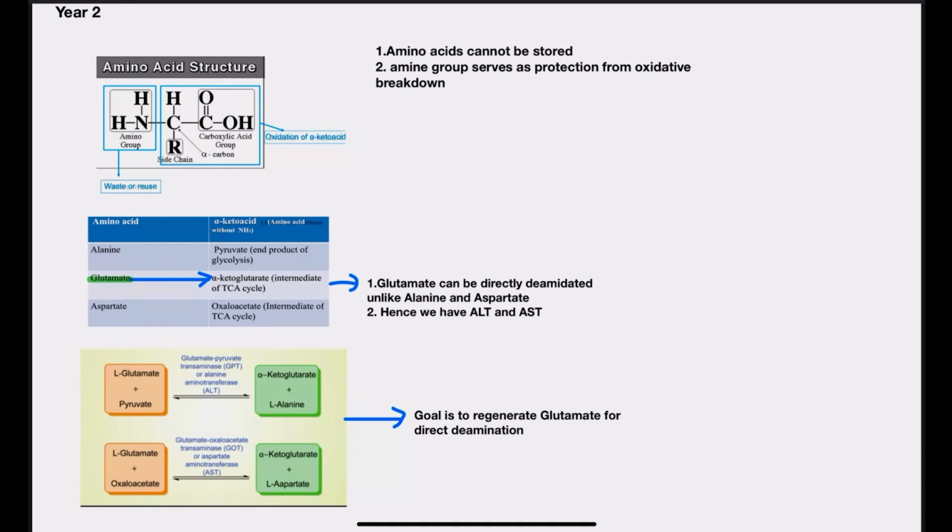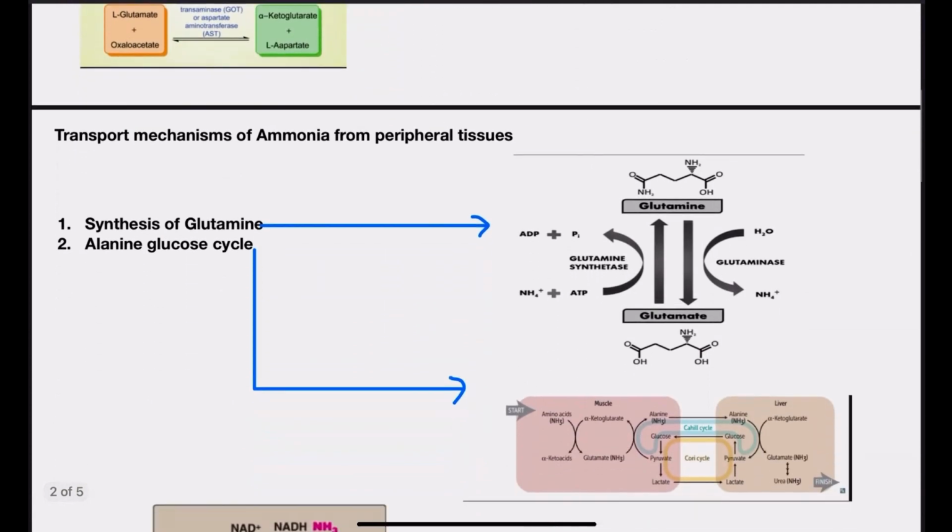So that's our goal. We all want to what? Shunt everything into becoming glutamate. Same thing here: alpha ketoglutarate, aspartate through AST becomes oxaloacetate, which is the alpha keto acid of aspartate, and we have glutamate. So the goal is to regenerate glutamate for direct deamination. This is a clear idea of the whole story. If we have glutamate, no problems. We can directly deaminate it and the problem is solved. Alanine and aspartate need to undergo transamination reactions, in summary, and then become glutamate, and glutamate can undergo direct deamination. Now we're going to move on to transport mechanisms.